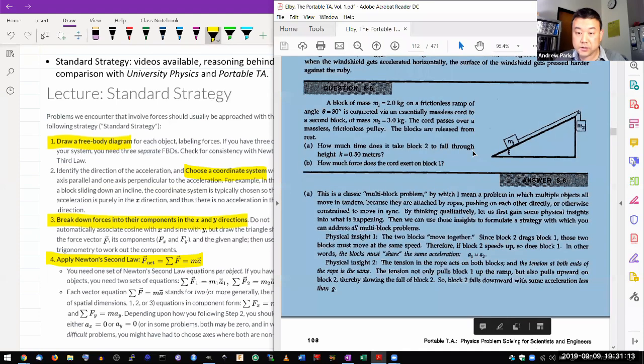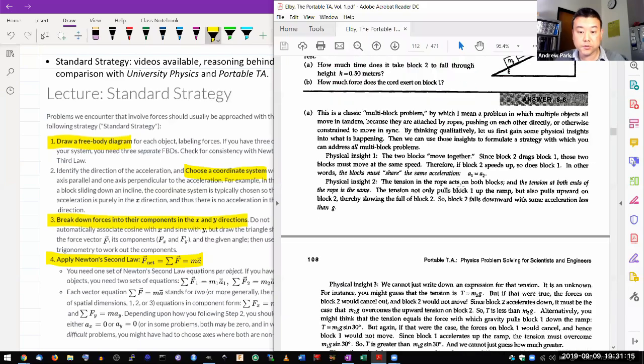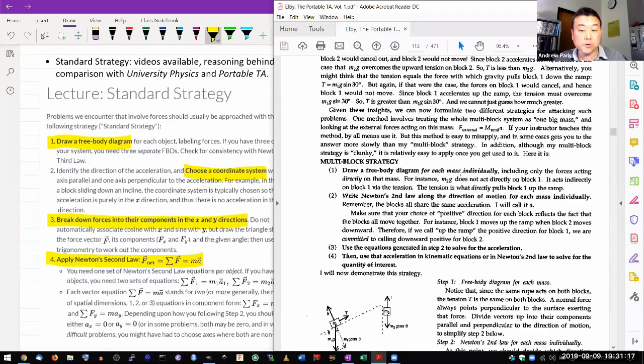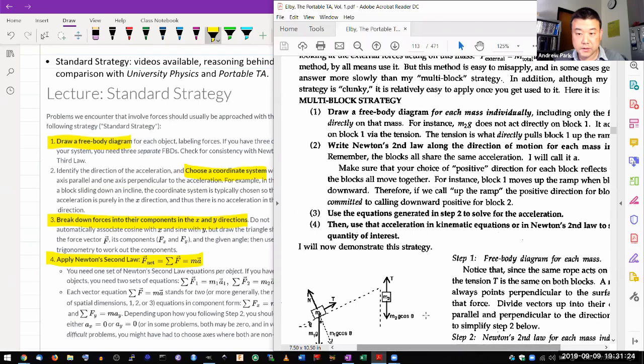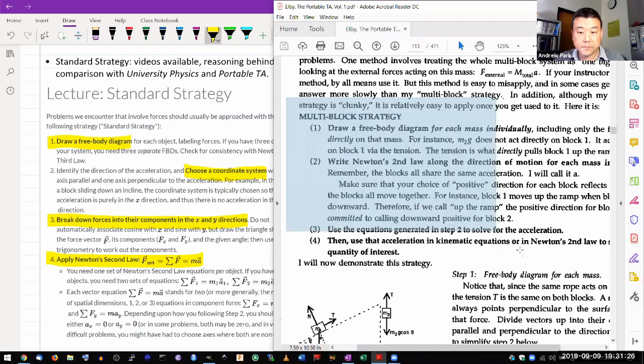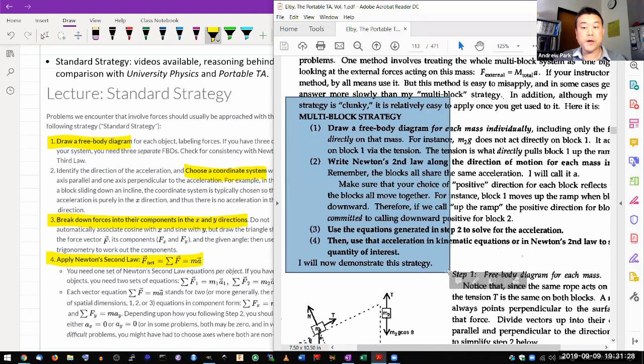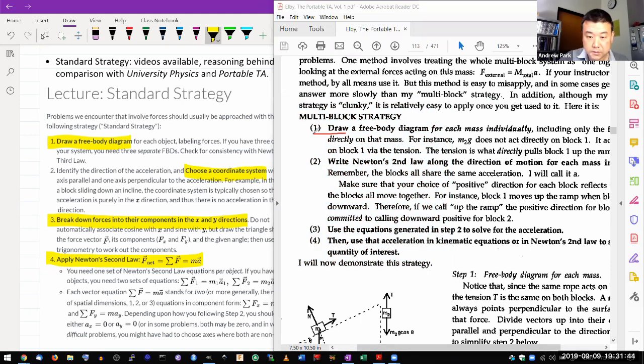And in the answer, Andrew Elby introduces what he calls multi-block strategy. He says, draw a free body diagram for each mass individually. So what it calls step number 1 here matches up with our step number 1, draw a free body diagram individually for each object.